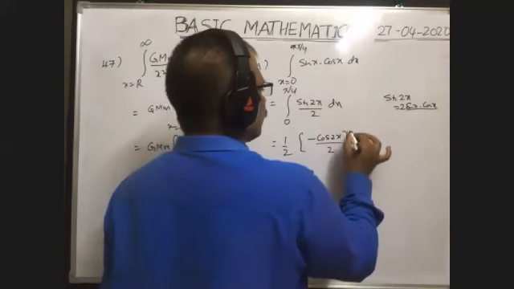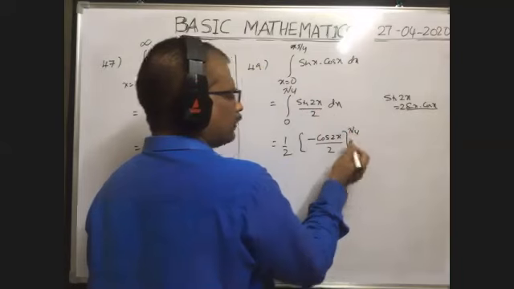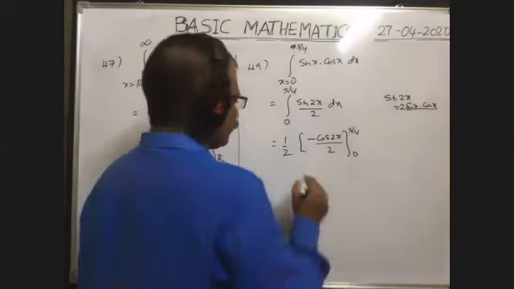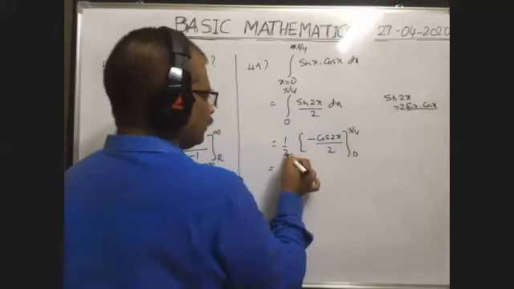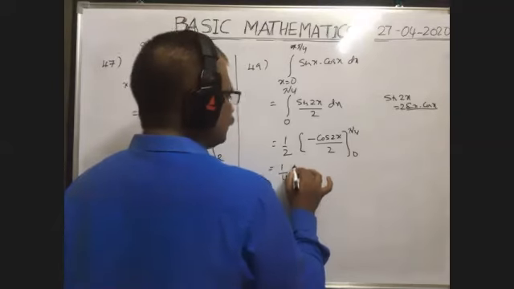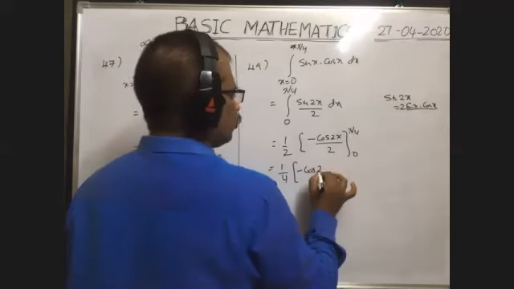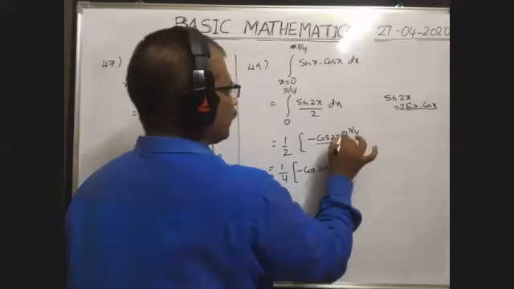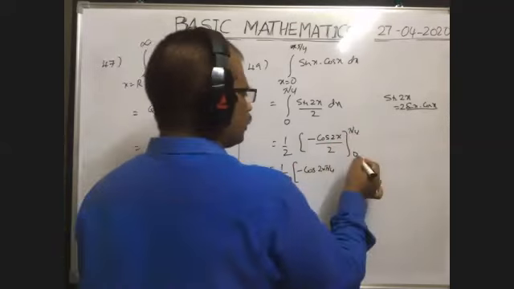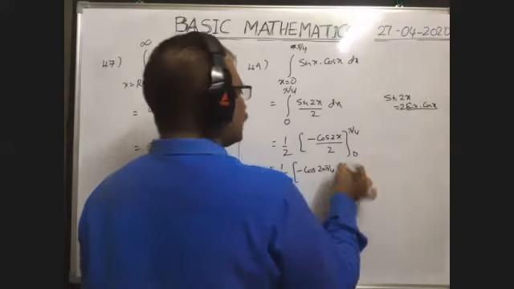Limits 0 to pi by 4. If limits are there, definitely they are the values of x. So this is equal to, we can write 2 outside so that we have 1 by 4 into minus cos. First substitute the upper limit, 2 into pi by 4. Instead of x you put pi by 4. Before substituting the lower limit you put a minus sign. Already minus is there, existing minus.